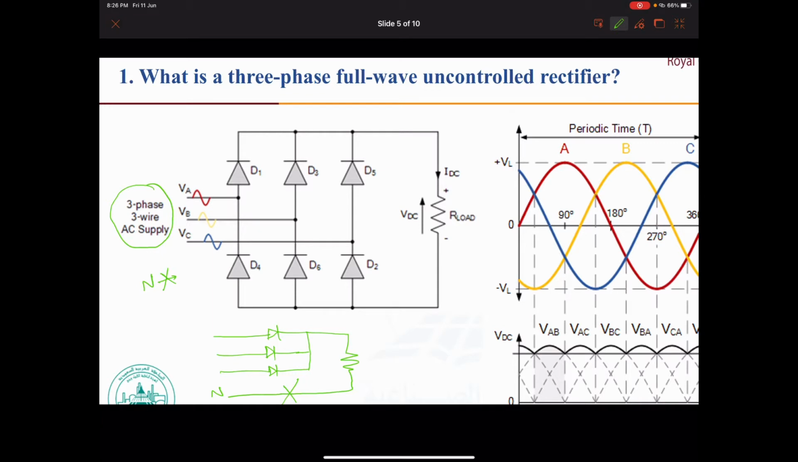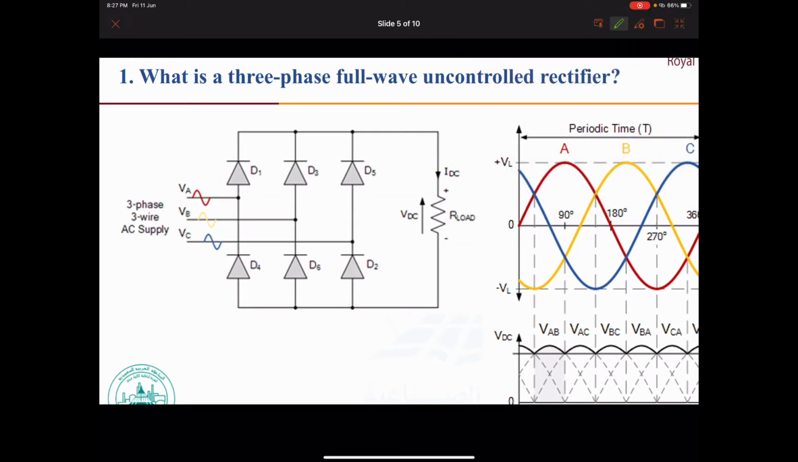Now, as you can see, VA or phase A is connected to D1 from the anode and D4 from the cathode. Phase B is connected here between D3 and D6. VC or phase C is connected here between D5 and D2. So in the three-phase full-wave rectifier, we have 6 diodes in order to rectify the circuit from AC into V out DC across the load.